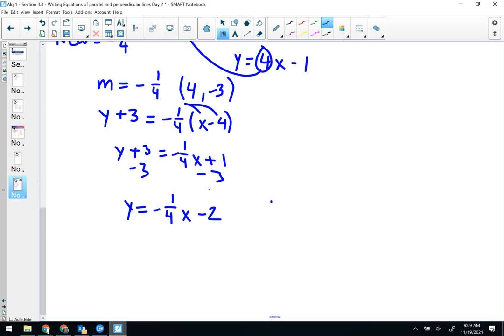We're done. Well, with the same problem, I'm like, okay, this is the last time. Okay, negative 1/4 x minus 2. That is the line that is perpendicular to the old line that goes through (4, -3).